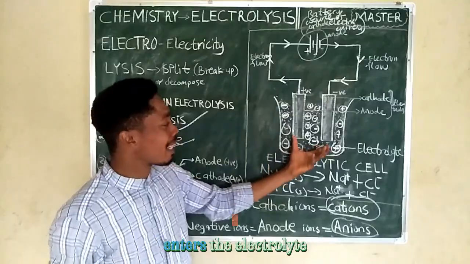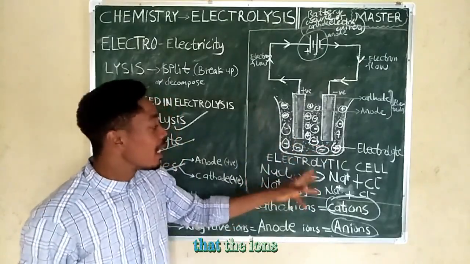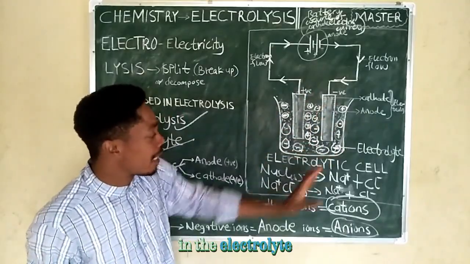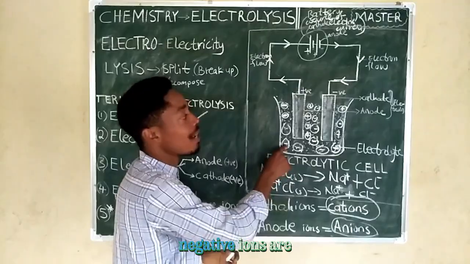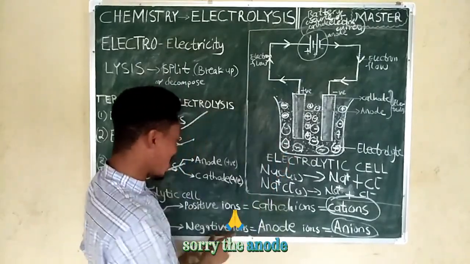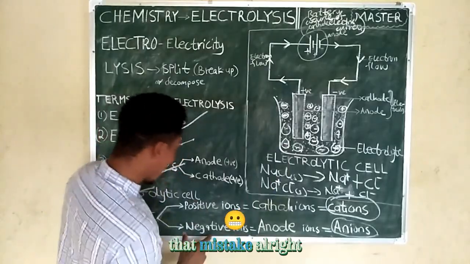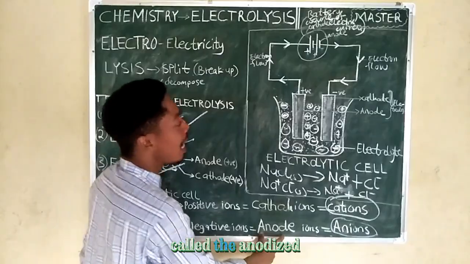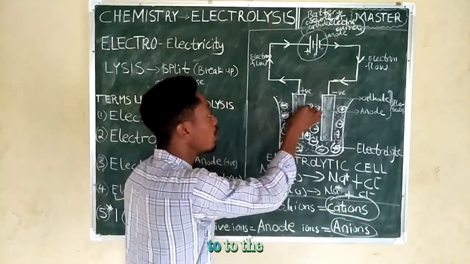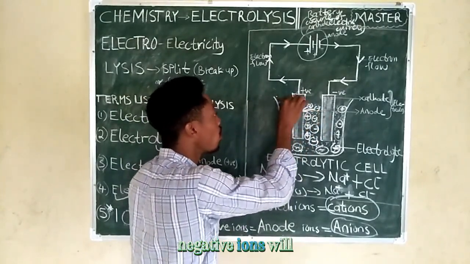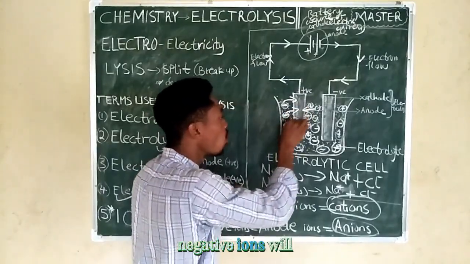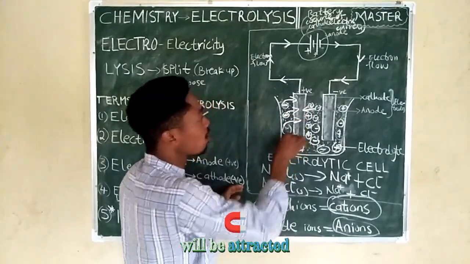When conventional current enters the electrolyte, the positive ions and the negative ions in the electrolyte begin to move. Remember that the negative ions are called the anode ions. I almost made that mistake. Alright, negative ions are called the anode ions. So these negative ions will be attracted to the anode.